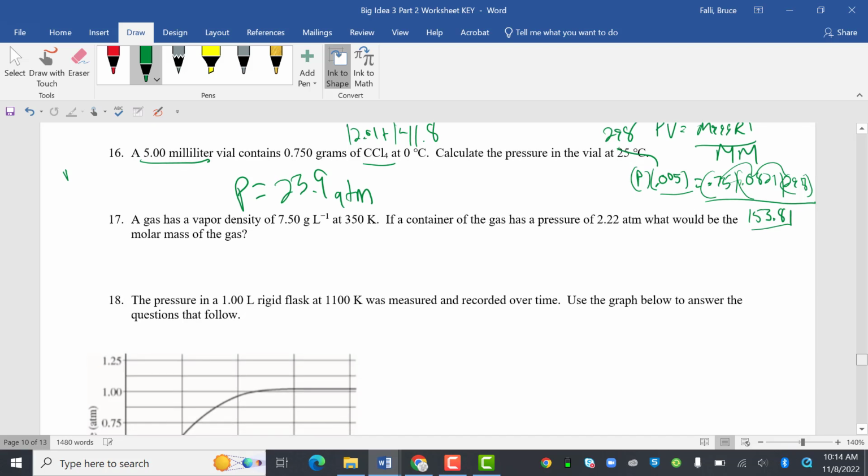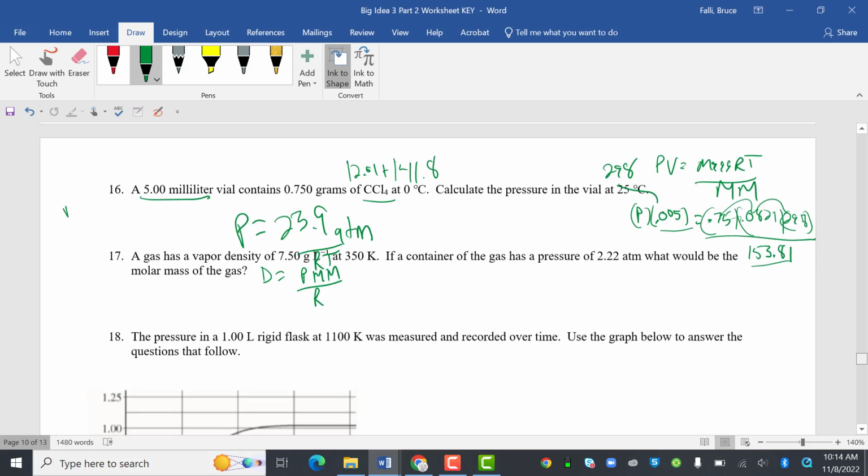Okay. A gas has a vapor density of that at 350. If a container of gas has a pressure of this, what would be the molar mass of the gas? So remember how we said you can rearrange it, but density equals PMM over RT. When you take this and solve for mass over volume, you will get this. Okay? So I'm going to go ahead and run with that.